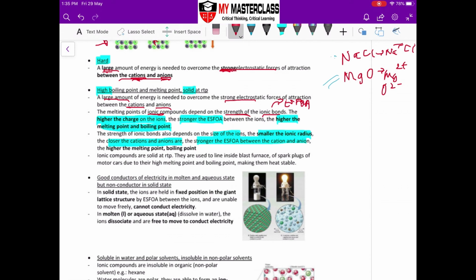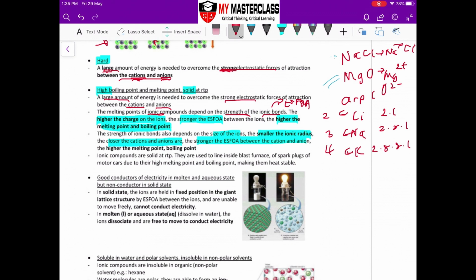If you remember group 1, the first element is lithium, followed by sodium, followed by potassium. Lithium has the electronic configuration 2-1. Your electrons are arranged 2-1, sodium 2-8-1, and potassium 2-8-8-1. They are all group 1, with one outer electron, but the difference is that lithium has 2 shells, sodium has 3 shells, and potassium has 4 shells.